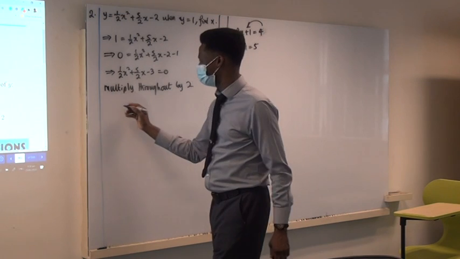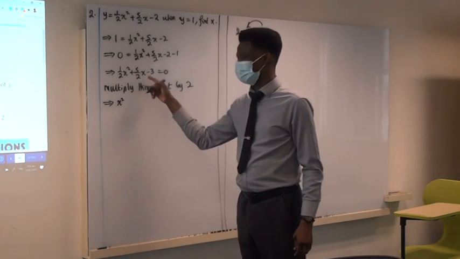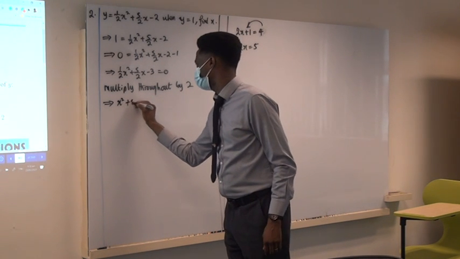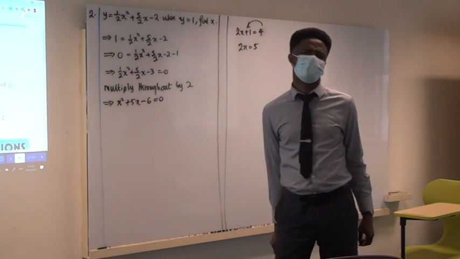So we multiply this by 2, what do we get? 1 x squared, which is just x squared. This? 5x. And this? Minus 6. Then you can start solving.